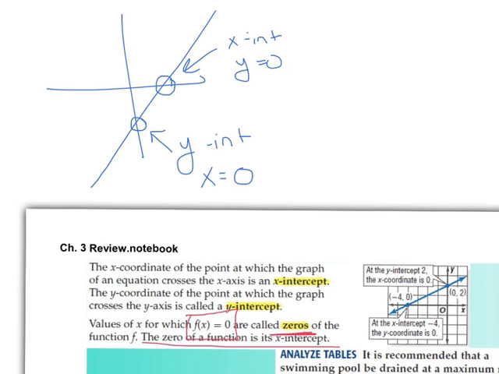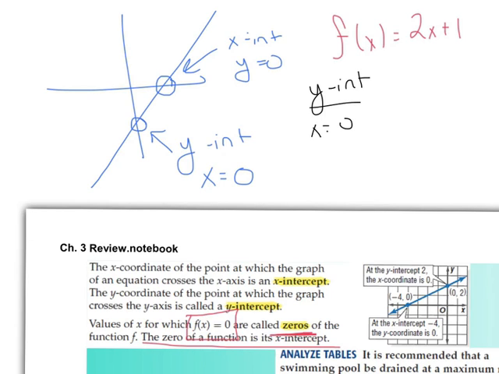Sometimes you'll have multiple zeros later on in these chapters, but for now, most of the time you'll just have one. So for example, if I had f of x equals 2x plus 1, the way I would solve for the y and x-intercept is like so. I know that the y-intercept is at x equals 0. Therefore, I'm just going to plug 0 in for x, so I'll have 2 times 0 plus 1, which would be 0 plus 1, which is 1. Meaning my y-intercept is 1.